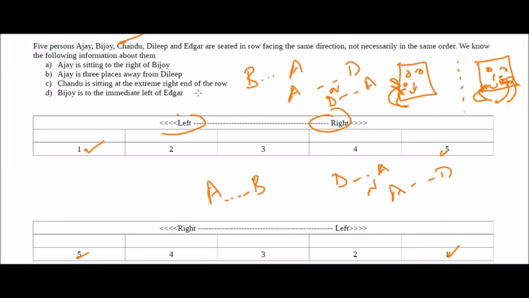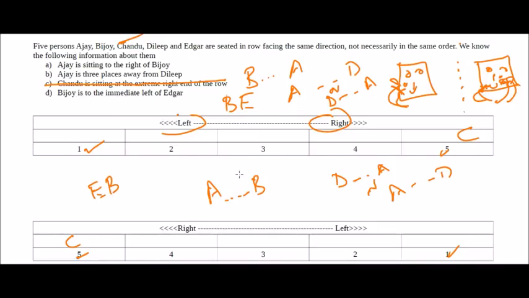Chandu is sitting at the extreme right end. So in this case, this will be Chandu. In this case, this will be Chandu. Okay, so I will use this information. Bijoy is sitting to the immediate left of Edgar. So in the first case, Bijoy is immediate left of Edgar. In this case, immediate left will be this.